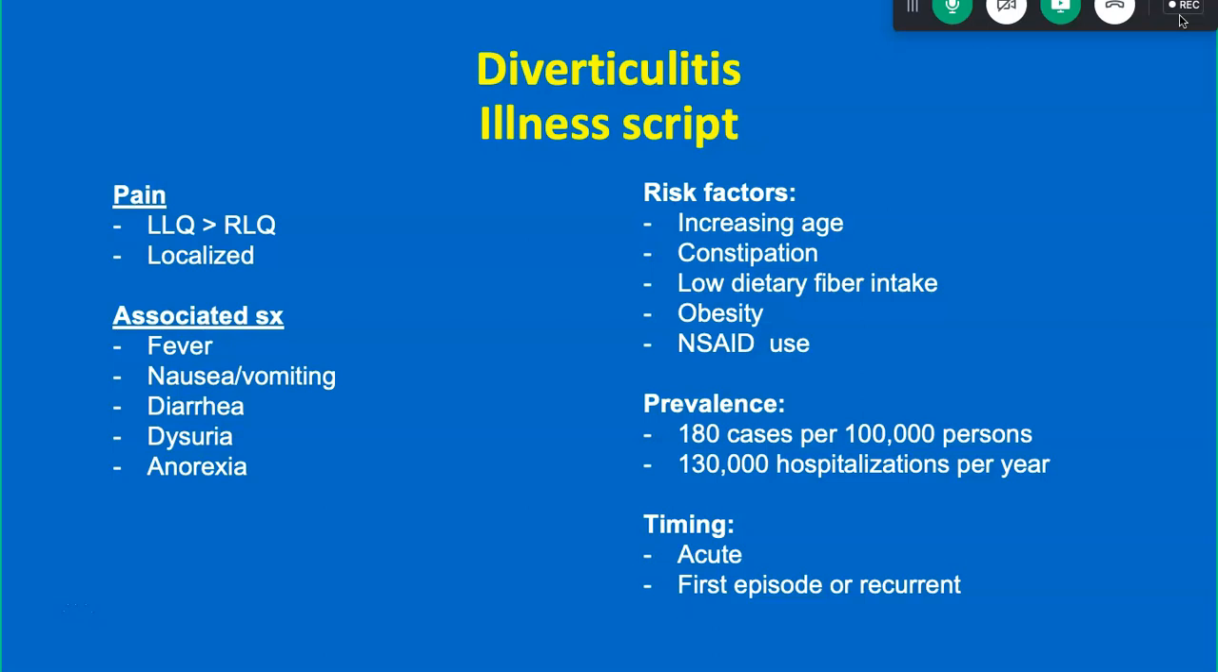These patients will have fever, nausea, vomiting, diarrhea, dysuria, anorexia, and as you'll see, a lot of the associated symptoms overlap between a lot of different diseases of the gastrointestinal tract, which is partly why I think this anatomical framework is really useful. Think about where the pain is and which structures are there. The risk factors will be increasing age, constipation, related to that, low dietary fiber intake, and then obesity and smoking have both been associated with diverticulitis. Also not an uncommon diagnosis. And the timing can be acute, it can be first or recurrent, depending on the patient.